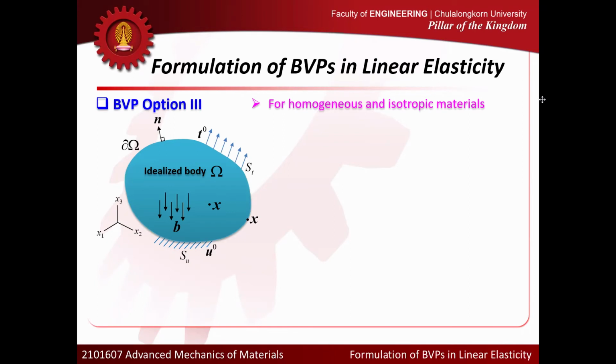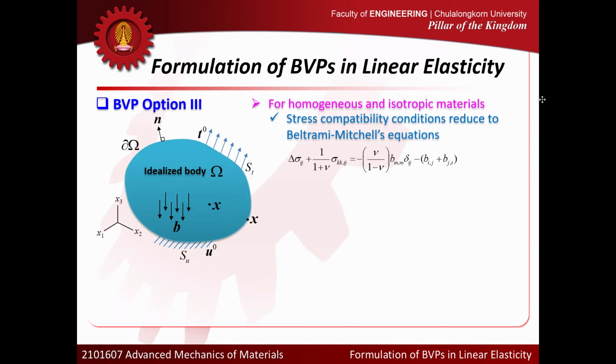So the compatibility condition in terms of stress can be simplified. And that kind of condition we call the Beltrami-Mitchell equation, right? So in this case, we will use the Beltrami-Mitchell equation as one of the governing equations of this problem. This is the form of the Beltrami-Mitchell equation for isotropic materials with constant material properties.